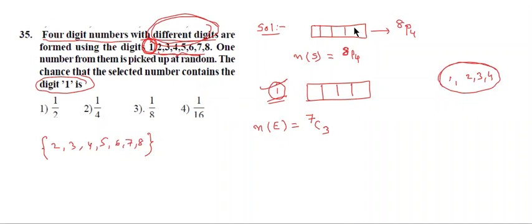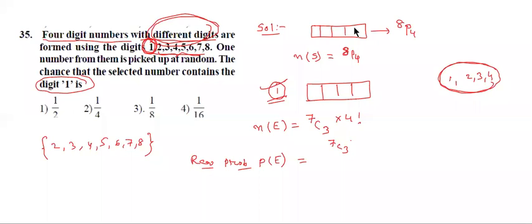Out of these, the 4 numbers can be arranged in 4 places. How many 4 digit numbers are possible? 4 factorial. 4 numbers can be arranged in 4 places, that is 4 factorial. Now this is n of E. So the required probability P of E is n of E by n of S.